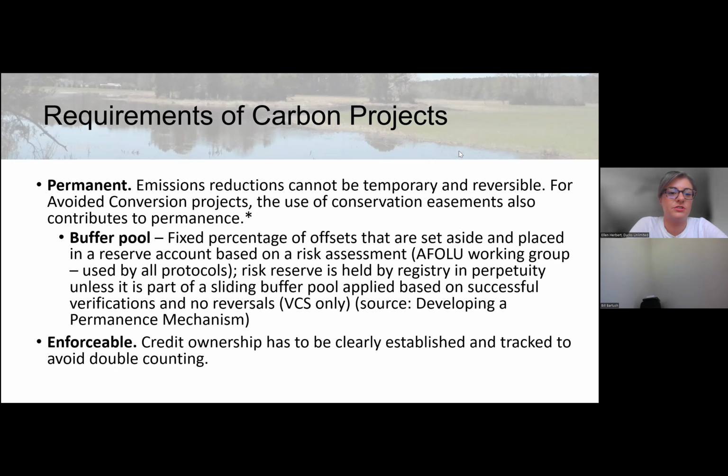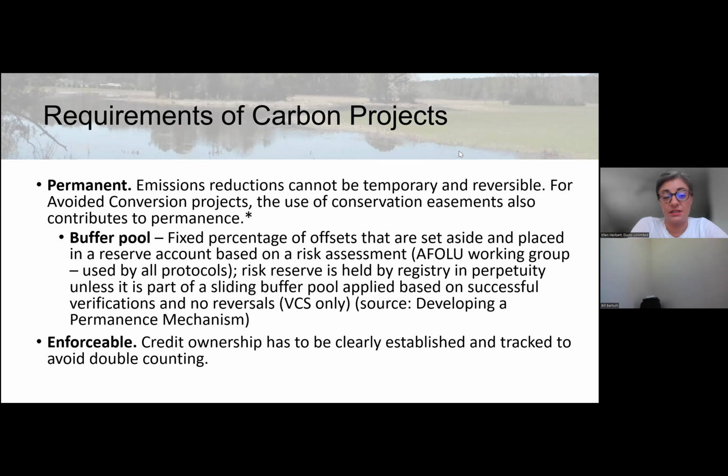And then there's two more here. Permanent: emission reductions cannot be temporary and reversible. For avoided conversion projects, the use of conservation easements contributes to this permanence. You'll hear a little bit of discussion today about other ways of looking at permanence or non-permanence. But generally, these have to be long-term projects under the way the current methodologies work, and there may be changes to those. But for now, these have to be very long-term commitments by a landowner, usually 40 to 100 years, which is prohibitive for a lot of landowners.